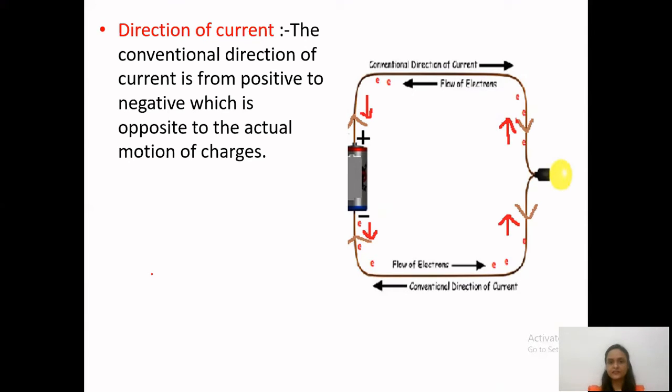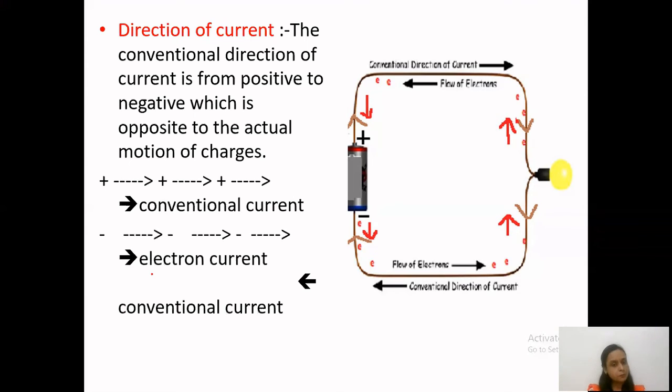But after the discovery of the electron by J.J. Thomson, it was observed that the electric current is not due to the motion of the positive charge, but it is due to the motion of the electrons. So the direction of the current from positive to negative is called the conventional direction of current, which is opposite to the direction of the electrons, that is the actual direction of the current. So we can say that the conventional direction of current is from positive to negative, which is opposite to the actual motion of the electrons.